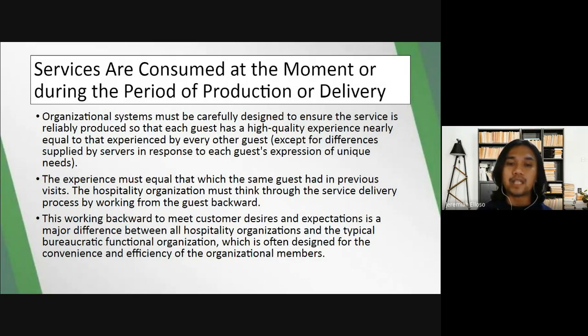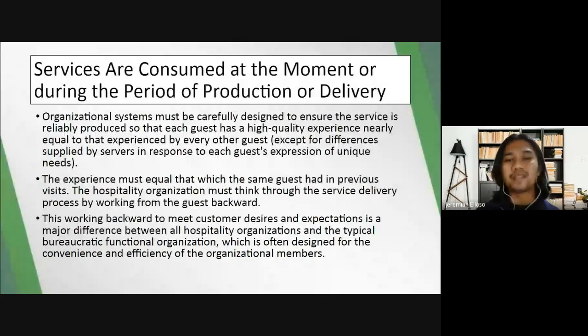The experience must be equal to that which the same guest had in a previous visit. The hospitality organization must think through the service delivery process by working from the guest backward. Although it's very difficult to give an equal level of service, because of human nature, we would be dealing with people differently. It somehow may be affected by different factors. So equal service is kind of difficult.